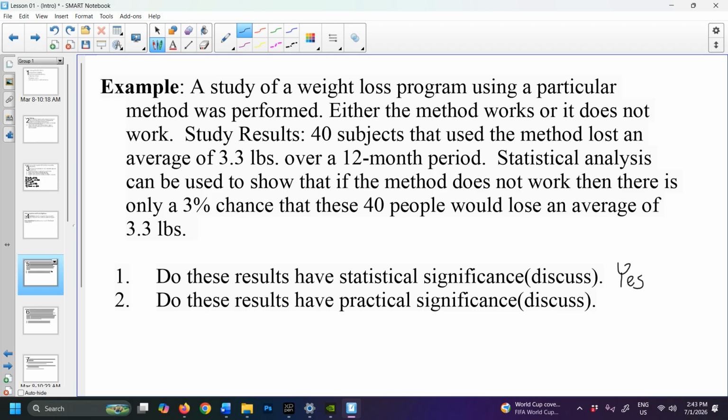Do these results have practical significance? Well, let's talk about what happened in this program. In 12 months, I lost 3 pounds. I'm going to tell you right now, from my own personal experience as a big guy who's always trying to lose weight, if it took 3 months to lose 3 pounds, I'd have quit after the second month. 3 pounds is not enough for me to do any type of program for a year. I'm going to need to see more results than that. So, my answer to this, does it have practical significance? No, it didn't really do anything in the context of the problem.